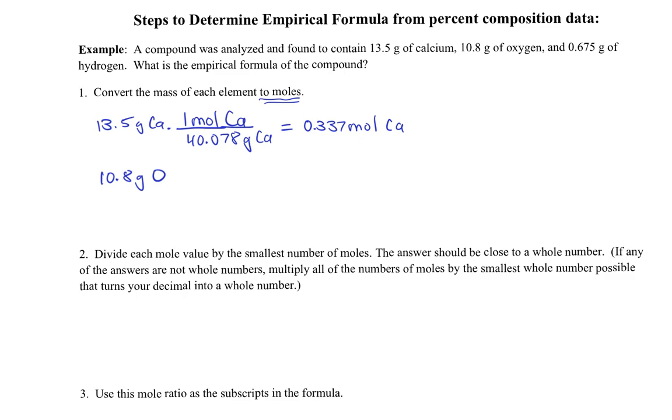of oxygen. Notice I write just a single atom of oxygen, not O2. That is because this oxygen is not by itself. It is part of a compound, and when it's part of a compound, it is not the diatomic element. And looking at my periodic table, I know that 1 mole of oxygen is equal to 15.999 grams of oxygen, which turns out to be 0.675 moles of oxygen.